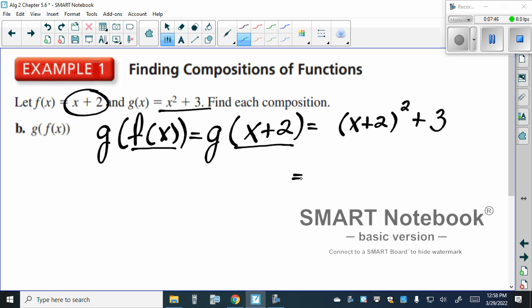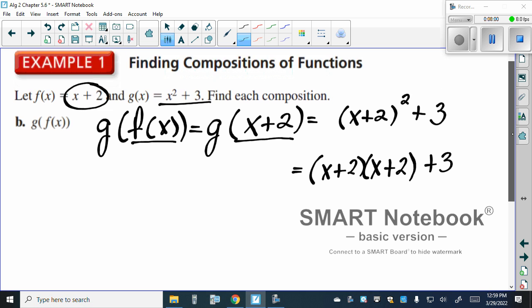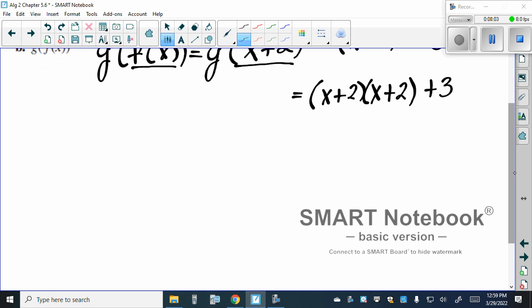Now we will need to simplify this. So we're going to have to simplify the x plus 2 squared. Well, x plus 2 squared is the same as x plus 2 times our x plus 2. And what is x plus 2 times x plus 2? For almost, because you're just missing one term.